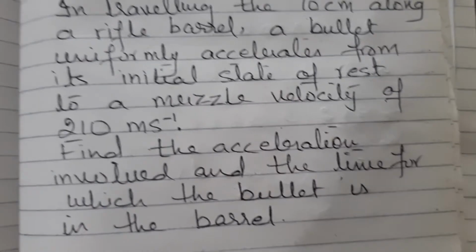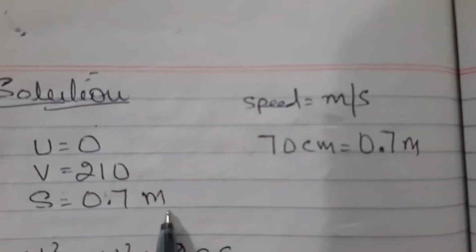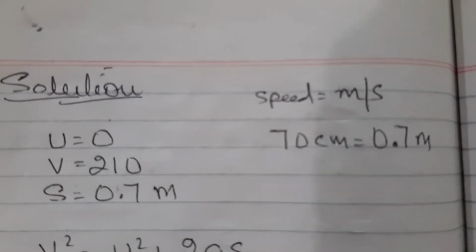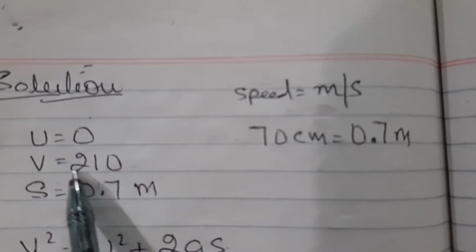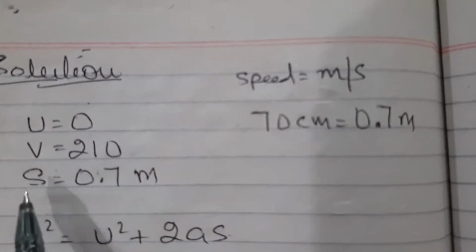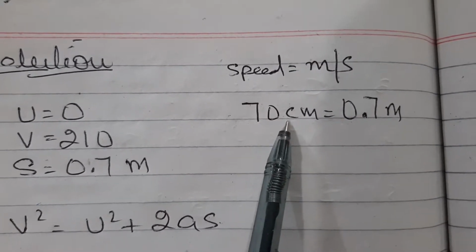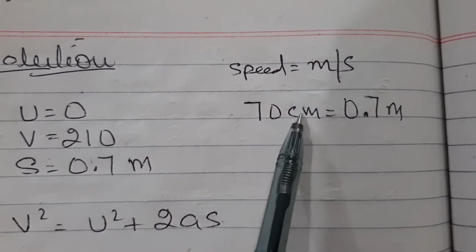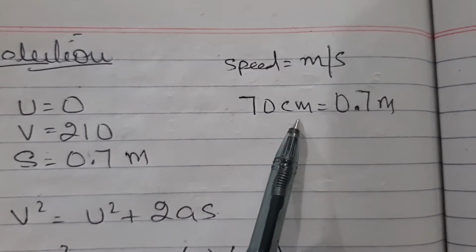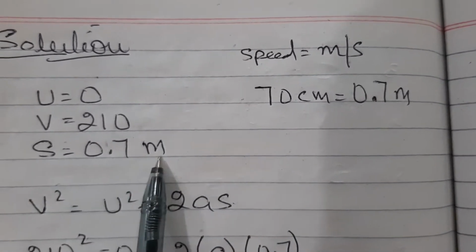Okay, so let's see here. Now this information I have gotten from the question because it was initial state at rest. It means U is equal to 0. So before firing the bullet was at rest, and then when it leaves the barrel the velocity is 210. And the distance of the barrel, it is written here 70 centimeter, right? Because we tell speed in meter per second, so I'm changing centimeter into meter. This is what I was talking about, that be very careful about the units given in the question. So your distance is this.